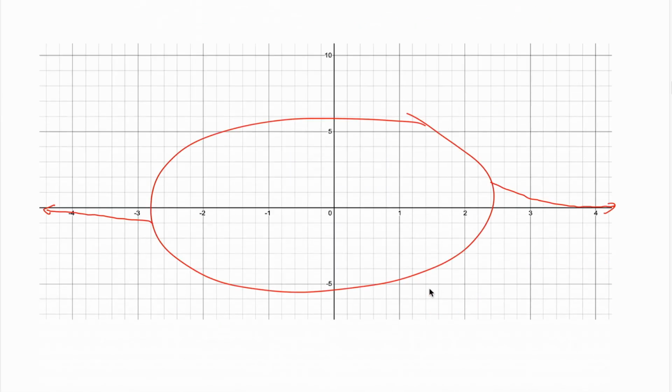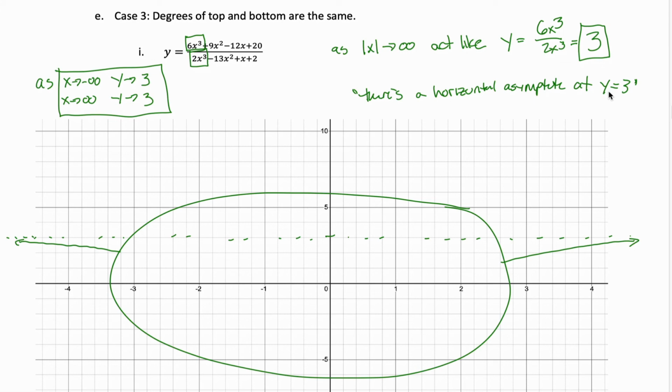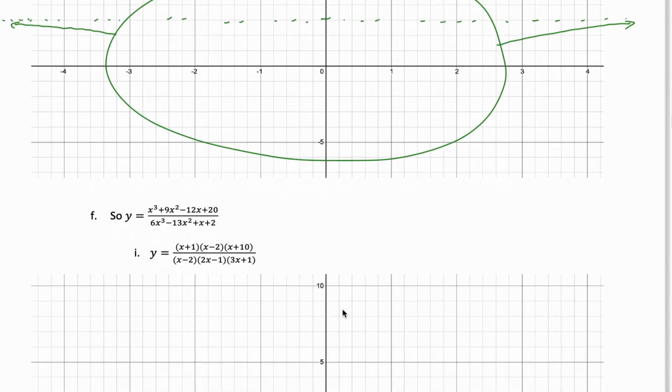And then case 3, it's kind of the same idea where we only consider the leading terms of the polynomial on the top and the polynomial on the bottom. But in case 3, the degrees of those polynomials are the exact same. So when we go through and do the exact same simplification, all of the x's cancel out and we're left with just a number like the number 3. That number determines the horizontal asymptote, which tells you the end behavior. That's it. 3 cases, you understand those 3, you're good.